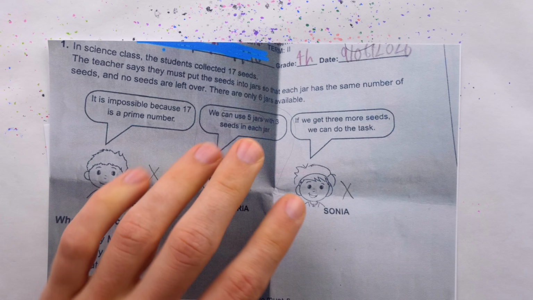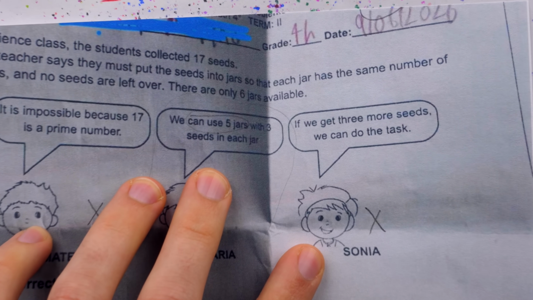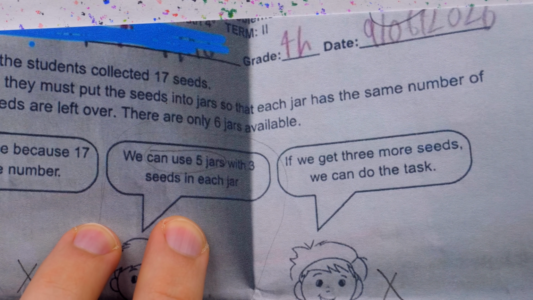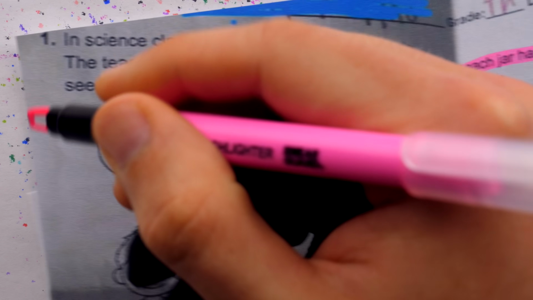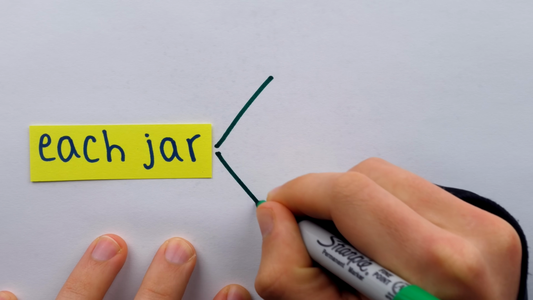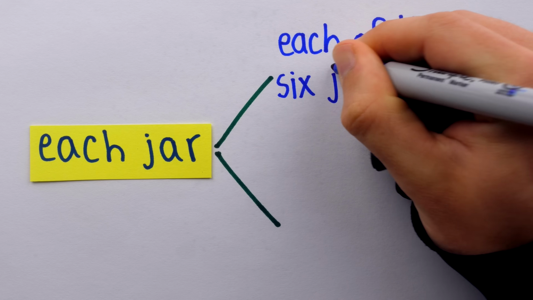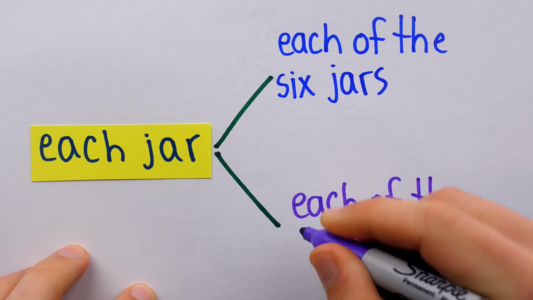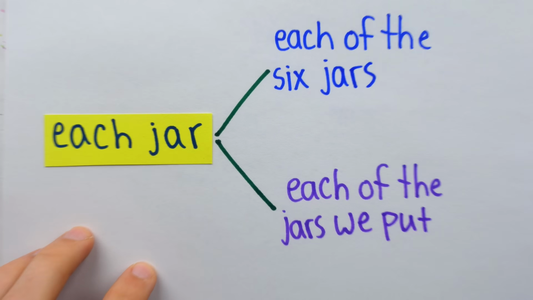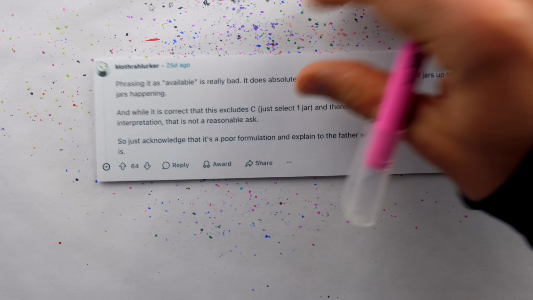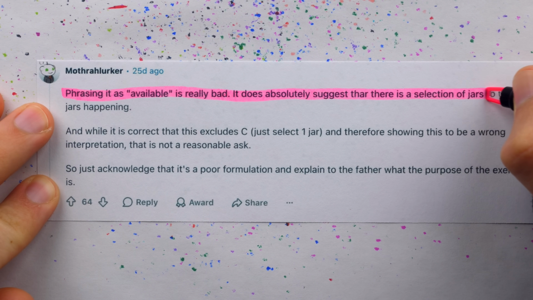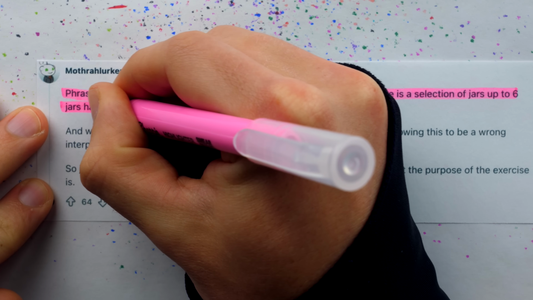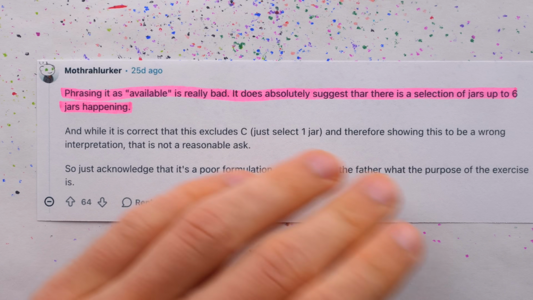Well, it's true the problem doesn't explicitly say that all 6 jars must be used. It's clearly implied since each jar needs to have the same number of seeds. But then, does each jar really refer to each of the 6 jars? Or does it refer only to the jars we choose to put seeds in? Phrasing it as available is really bad. It does absolutely suggest that there is a selection of jars, up to 6 jars, happening. And you know, that's a good point.